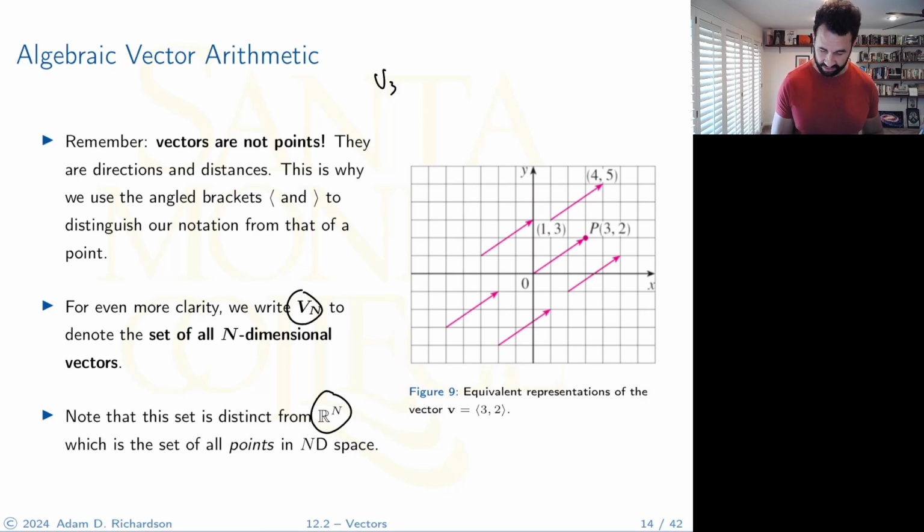This diagram here is a good illustration of it. Every vector that you see in this picture is equivalent. These are all equivalent vectors, all treated as the same thing, because a vector is just a direction and a distance. That's all it is. But this is the position vector.